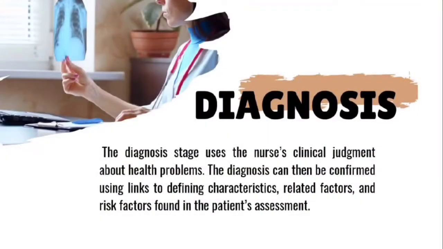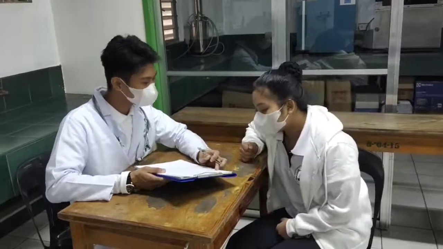The diagnosis is done with the help of information from the assessment. The nature of illness is identified. The diagnosis stage uses the nurse's clinical judgment about health problems. Diagnosis can be confirmed using links to defining characteristics, related factors, and risk factors found in the patient's assessment.